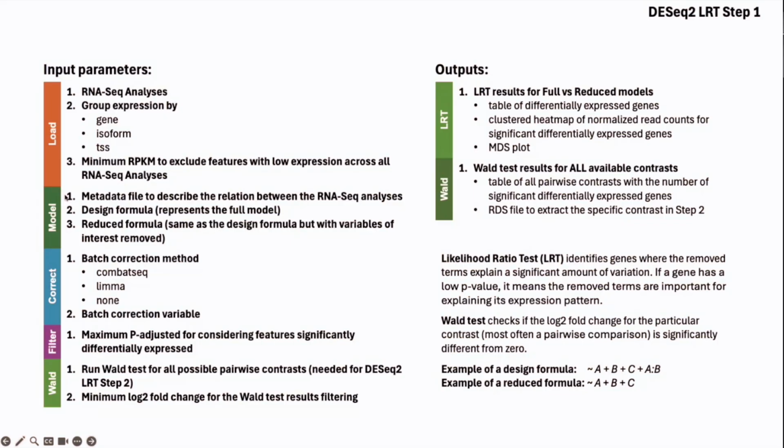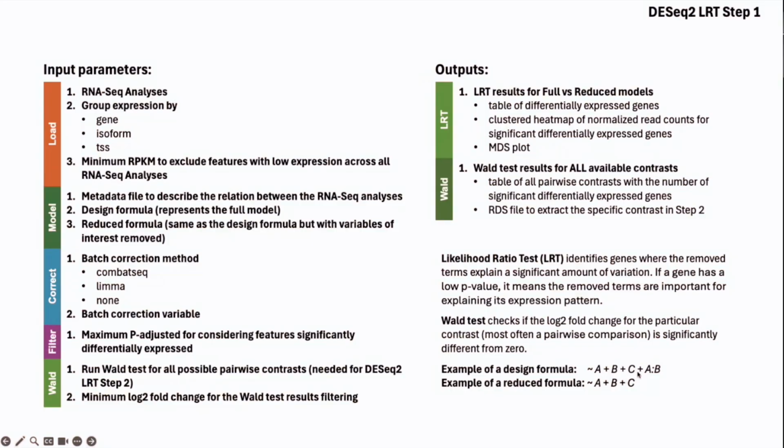Then there is a group of parameters where we describe our model. And because this workflow runs LRT test, we have the design formula and reduced formula. And also we have a file where we describe how we can group our samples. I will show you later the example of this metadata file, but for now we can look at it as if it's a table that describes how our samples are grouped by treatment, cell type, genotype, or anything that we are interested in. The design formula usually looks like this, and it consists of what we call terms.